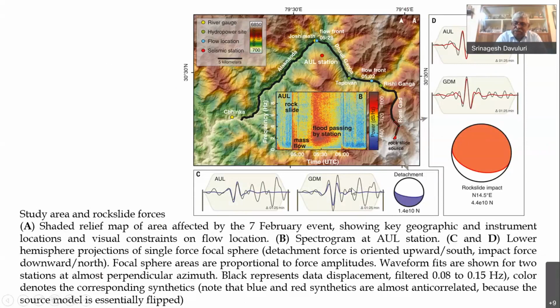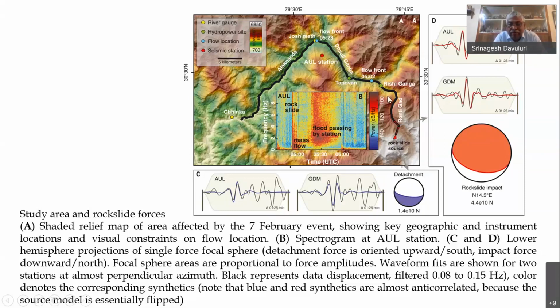And we took the seismograms at Auli and GDM. This is the spectrogram of the Auli station, and the lower hemisphere projections of a single force focal sphere. That means the detachment force and the orientation of whether it is upward or downwards we wanted to see. And very clearly we can see the detachment happened in the downward plane, which is very clearly shown by the seismograms. The black represents the data displacement, and the filtered seismograms are between 0.08 to 0.15 hertz.